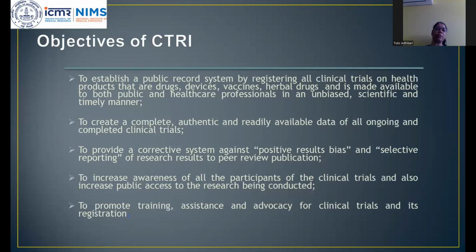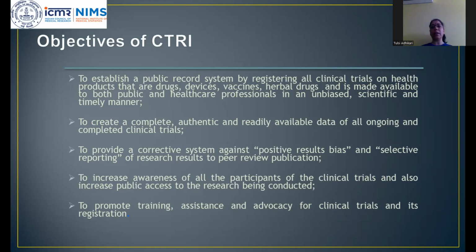So the objectives of CTRI are to establish a public record system by registering all clinical trials on health products, that is drug, device, vaccine, herbal drugs, and to make it available to both public and healthcare professionals in an unbiased, scientific, and timely manner. Since the initiation of your proposal, whenever your proposal is ready, you can upload all the details about the trial on the CTRI.